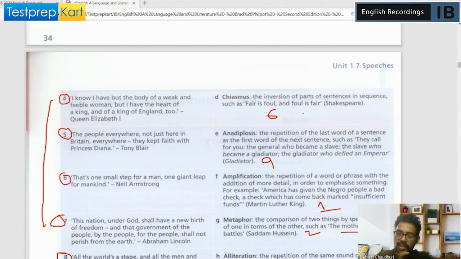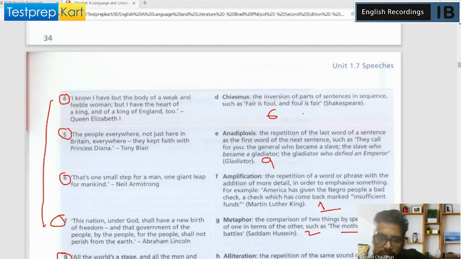So love is tricky, and tricking is part of love. That would be a chiasmus. Just an inversion of the first half. That's it. Okay. All right.